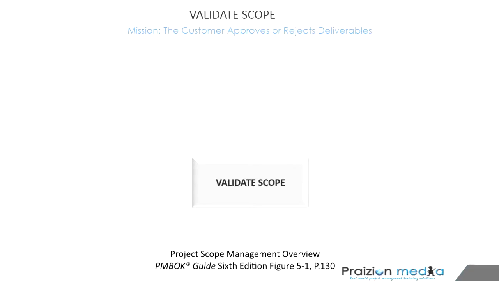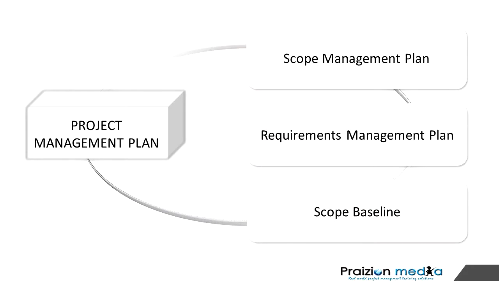Validate scope. The mission is the customer approval, hopefully not rejection, of the deliverable. But that's what happens. That's real life. Sometimes a customer rejects the deliverable, and in that case, you're going to get a change request to modify something. So let's take a look at the inputs here. We've got the project management plan, which contains, you remember, the scope management plan and requirements management plan, because both of those relate to scope.